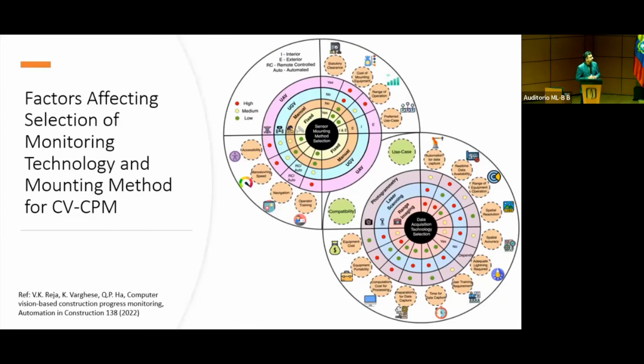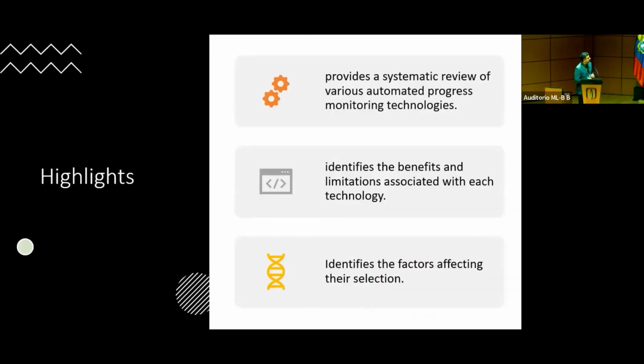So we did this case study based on one particular technology, which is the computer vision based technology. And we mapped the various sensor mounting techniques like fixed, manual, UGV, UAV, and the various data acquisition technology selections like lasers, range imaging, laser scanning, and photogrammetry. We identified factors for each technology and then gave a resulting rating based on which technology would perform better. So this is a small framework for computer vision based progress monitoring in construction.